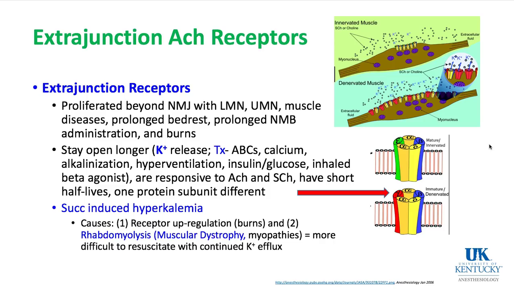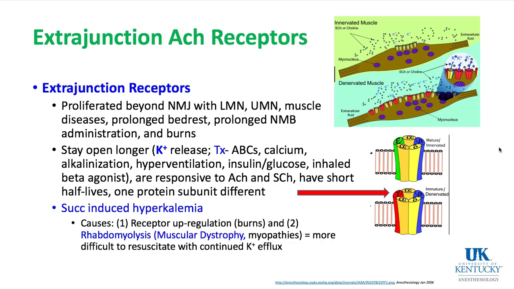potassium into the cell. These little subunits have one protein different than the normal acetylcholine nicotinic cholinergic receptor, and it's represented on the bottom right in red. So one subunit different, and because of that, it tends to have a short half-life and it tends to stay open a little bit longer, and these extrajunctional receptors get us into trouble when potassium goes out, when succinylcholine is administered, and rises to the point of causing cardiac arrest.